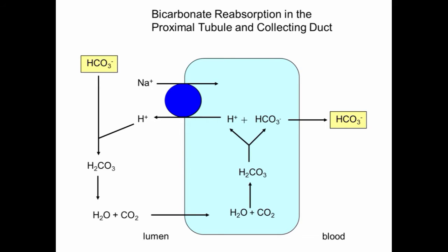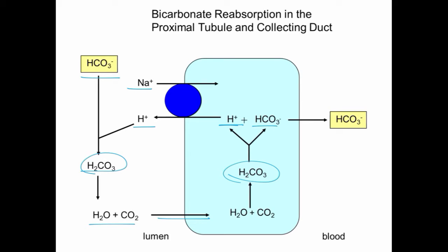The process of bicarb reabsorption is central to understanding metabolic alkalosis, so let's review that. In the proximal tubule and collecting duct, sodium is reabsorbed and hydrogen ion is secreted. Secreted hydrogen ion combines with filtered bicarb in the tubular lumen, forming carbonic acid, which splits into water and CO2. These non-ionized molecules can be absorbed across the lipid cell membranes, and once inside the cell can recombine and split back into hydrogen ion and bicarb.